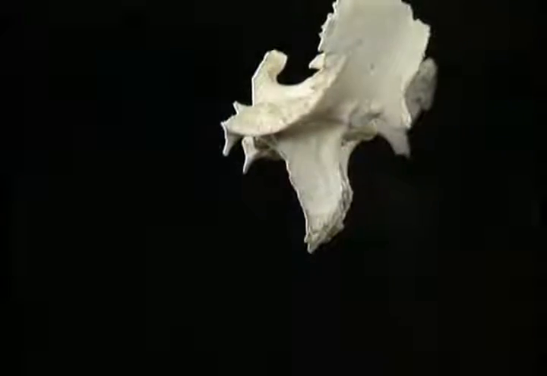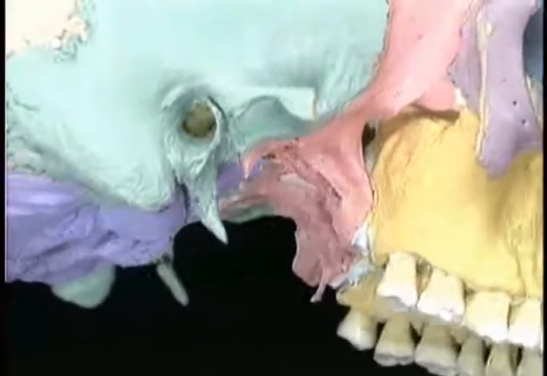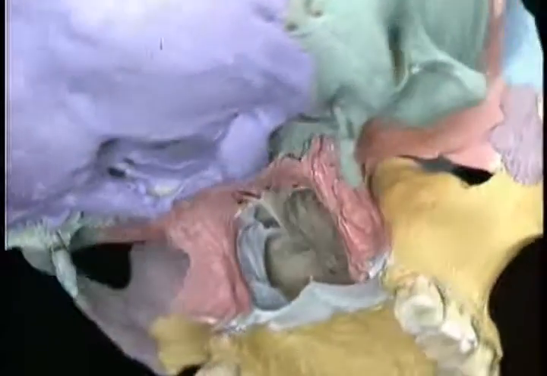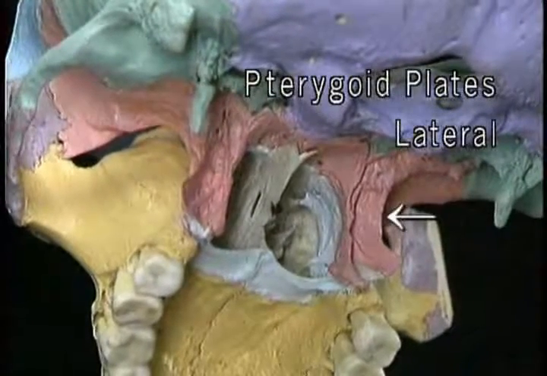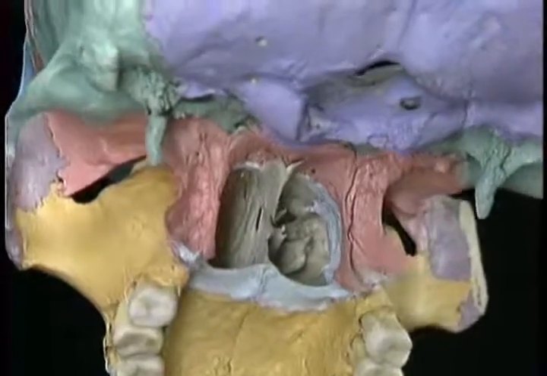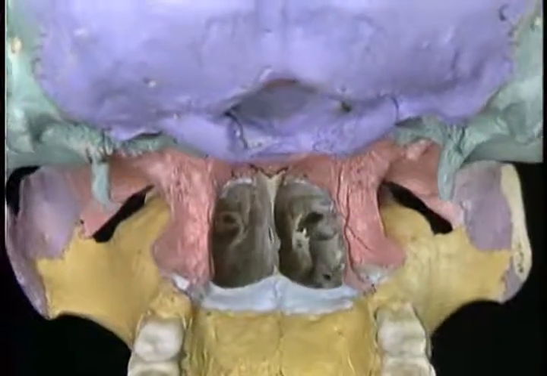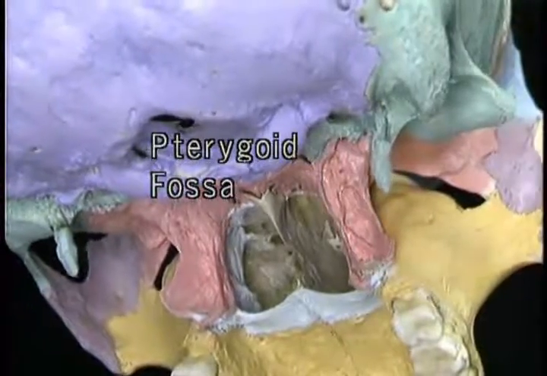The pterygoid process of the sphenoid bone projects downward behind the maxilla. The pterygoid process includes the lateral and medial pterygoid plates, which are the attachments for some important muscles that we'll see later. This hollow between the pterygoid plates is the pterygoid fossa.